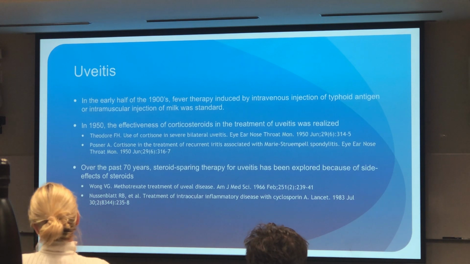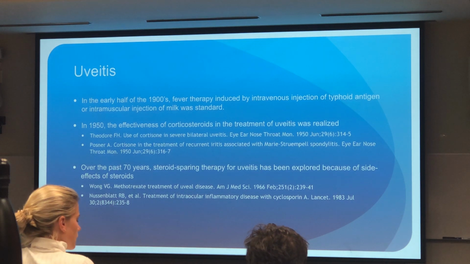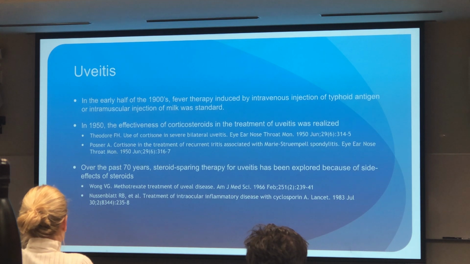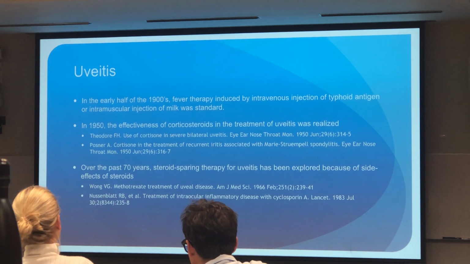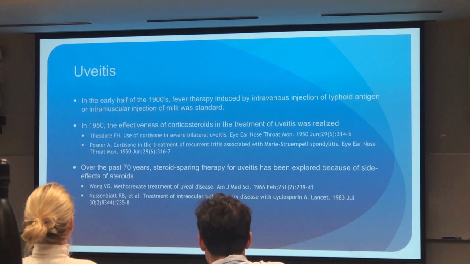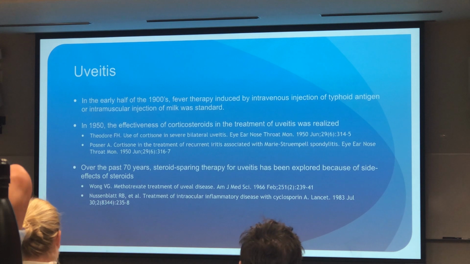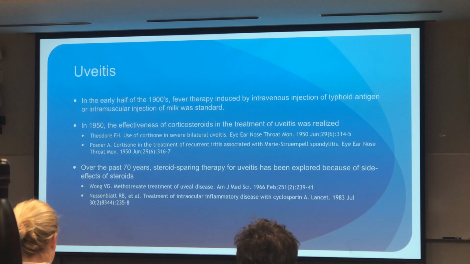And in the early 1900s, the treatment was more directed to alter the immune system in a slightly different way. People were injecting antigens, typhoid antigen, milk, various things into the muscle, so your immune system responds to that. So maybe it'll forget about the eye for a little while. In 1950, corticosteroid became available. Its effectiveness in uveitis was instantly recognized in the form of drops, in the form of pills, and also intravenously.